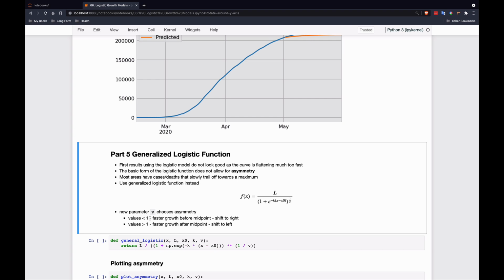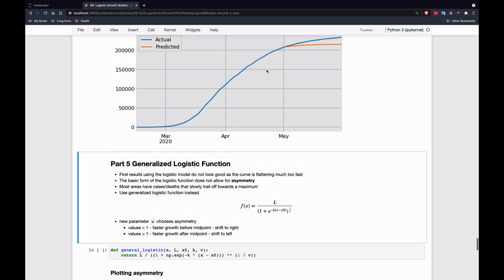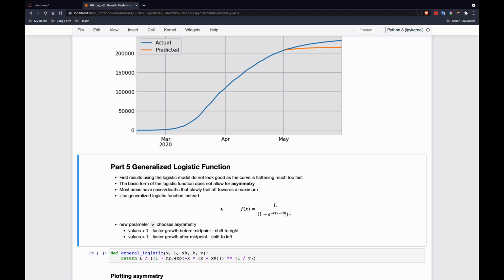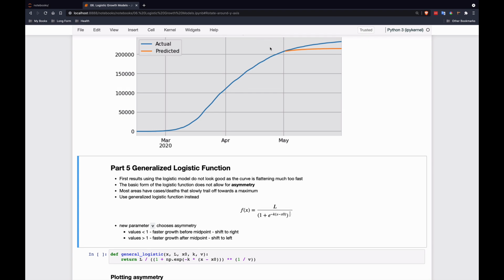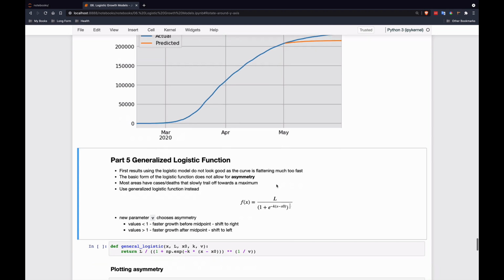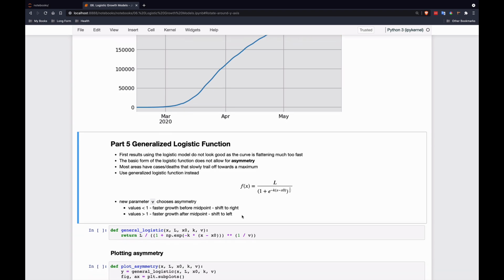For values less than 1, the growth before the midpoint will be faster than the growth after, and this is typically what we're trying to achieve. We want fast growth in the beginning and then slow growth to the asymptote over here. It also shifts the graph to the right, so it does a horizontal shift as well. For values greater than 1, there'll be slow growth in the beginning and fast growth after the midpoint. I'll show several examples so you can see exactly what's happening.